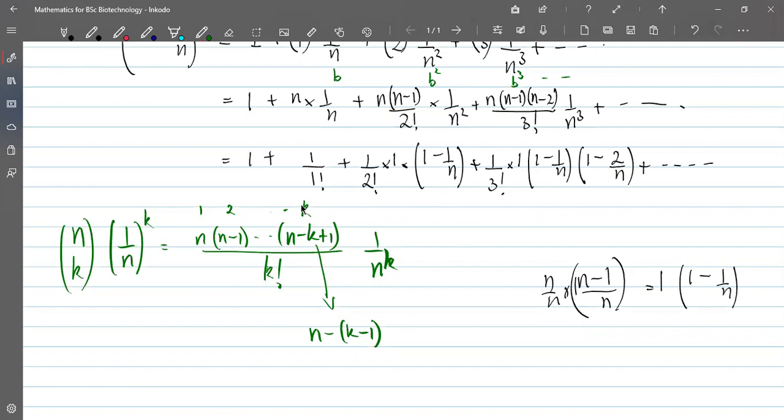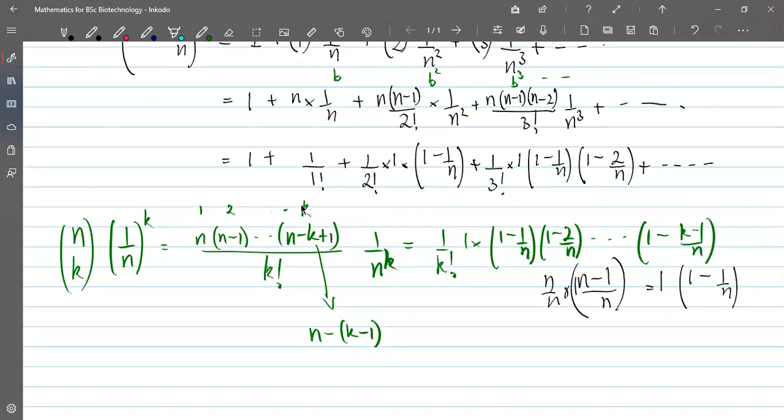So you can cancel each n here with one bracket, but they don't fully cancel out. So you have this kind of term here, 1 by n or 2 by n and so on. Okay, so this will become 1 by k factorial, as you can see in each term, and then 1 times 1 minus 1 by n, 1 minus 2 by n, and so on, up to 1 minus k minus 1 by n. Okay, so that's what is happening in each term.